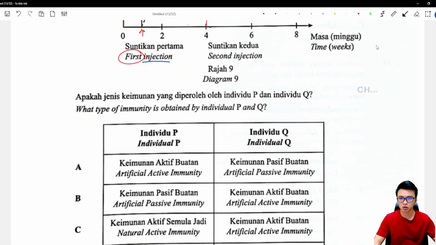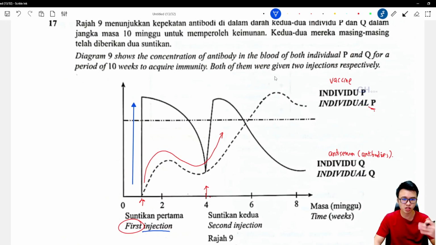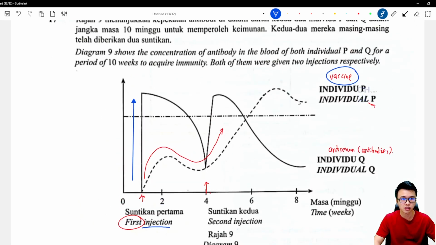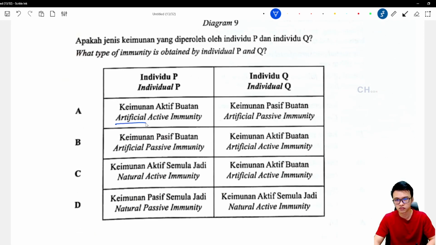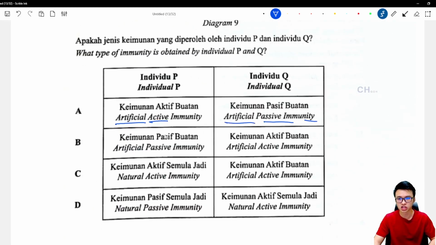So what type of immunity is obtained by individual P and Q? If you stimulate your body to produce the antibody, for example with a vaccine, that one is called active. It should be artificial active immunity for P, and artificial passive immunity for Q. So for question 17, the answer should be A.